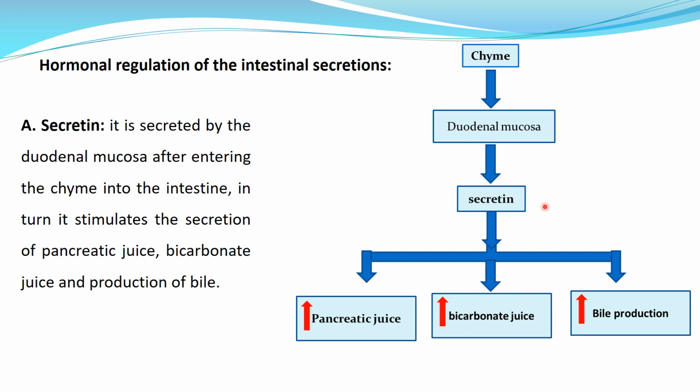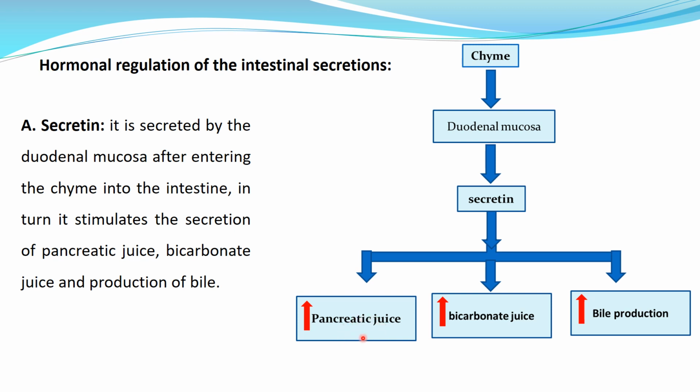One of the hormones secreted by the duodenal mucosa is called secretin. Secretin is secreted by the duodenal mucosa when the chyme enters the small intestine. So when the chyme from the stomach enters the duodenum, it induces the duodenal cells to secrete what? To secrete secretin.